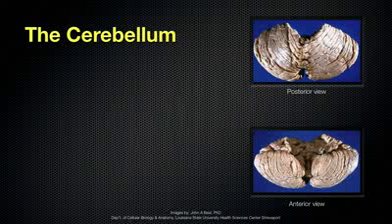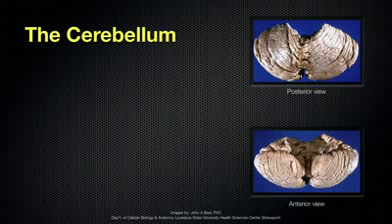All right, let's move on from there and take another look at the cerebellum. So what we're doing here in these pictures, these are pictures of a cerebellum from a human. But in the top picture, we are looking at the posterior view, so from the back of the head. And here we're looking at the anterior view. So this is the side of the brainstem. So the brainstem would normally be in the front here. So posterior and anterior.